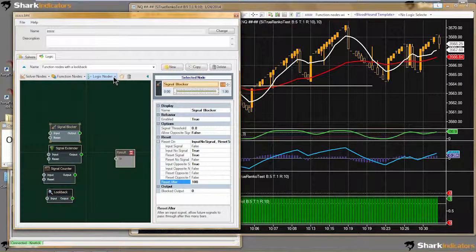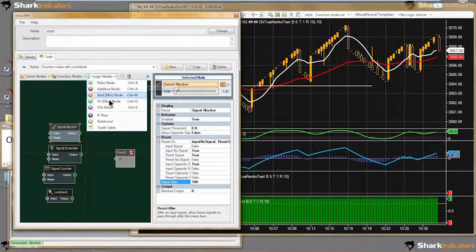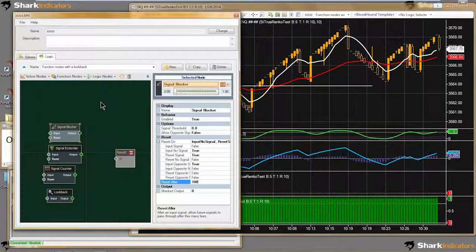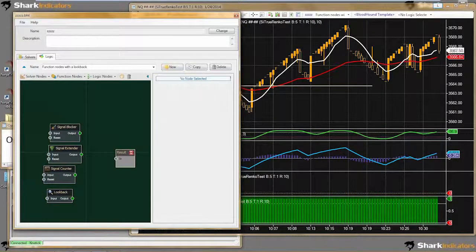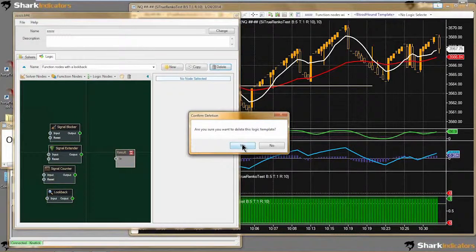Logic nodes don't really have any resource issues. All these logic calculations are very simple and quick, so these guys don't use up any resources. So Mike, it could be the function nodes that you're using that you're encountering. All right, let's delete that.